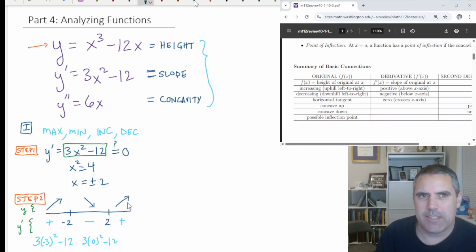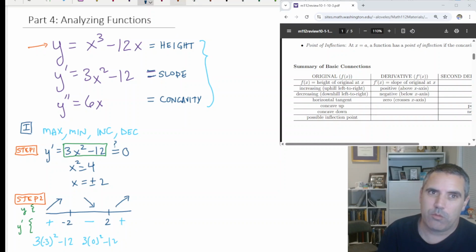So students don't like that it takes a few steps, but really it's not very long. And the moment you do that, you've answered every possible question about local max, local min, increasing, decreasing. If the question says when is the function decreasing, you would say from -2 to 2. If the question said when is the function increasing, you would see before -2 and after 2.